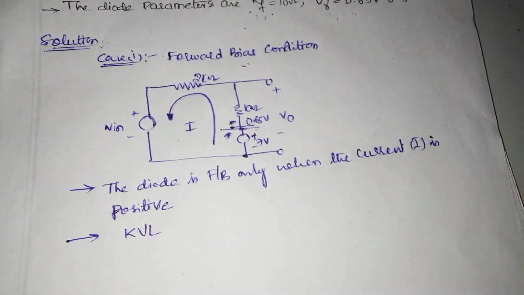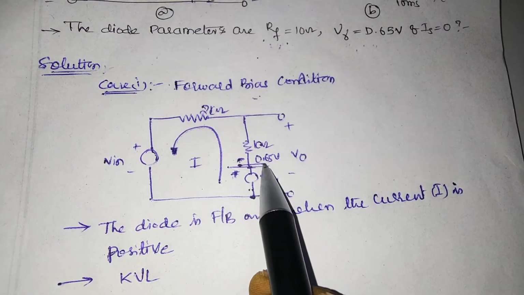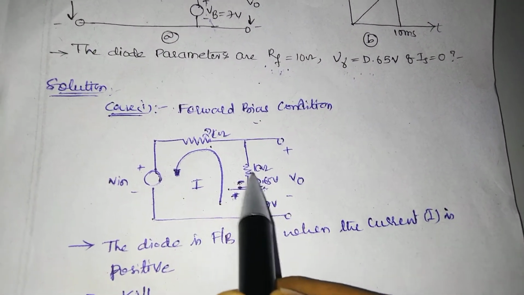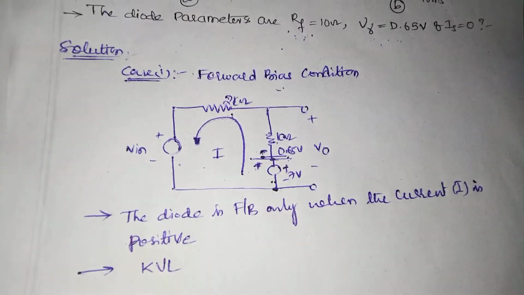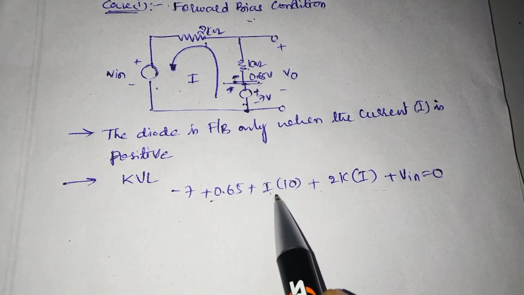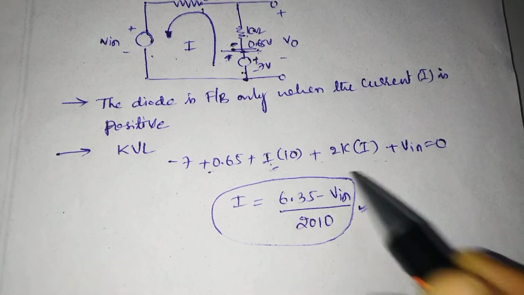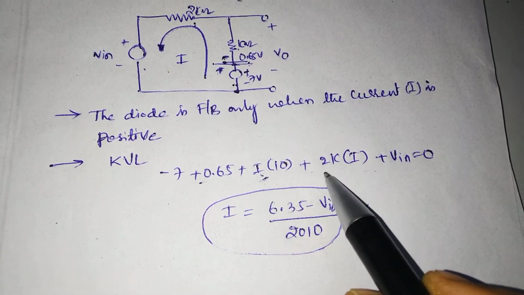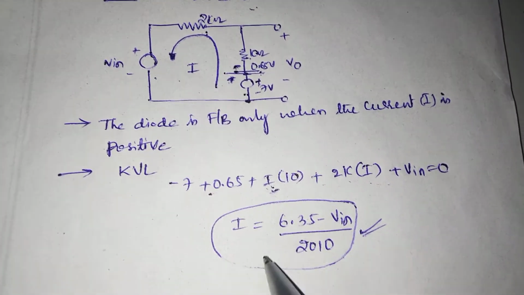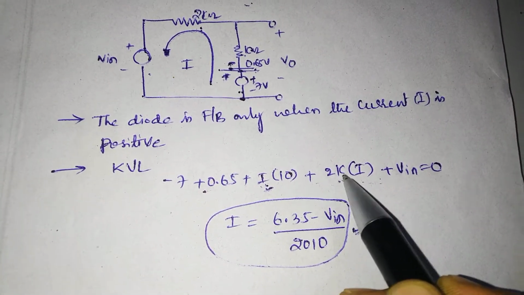So we need the current. For that we apply KVL. KVL starts: -7 plus 0.65 volts plus 10 into I plus 2K into I plus V input equals 0. So I write over there. This is the KVL written over there. So we have to find I. Simply we get I as this much. Take everything to the right side and extract I. Over there this is 10 to the power of 3. Okay, right? Remember.